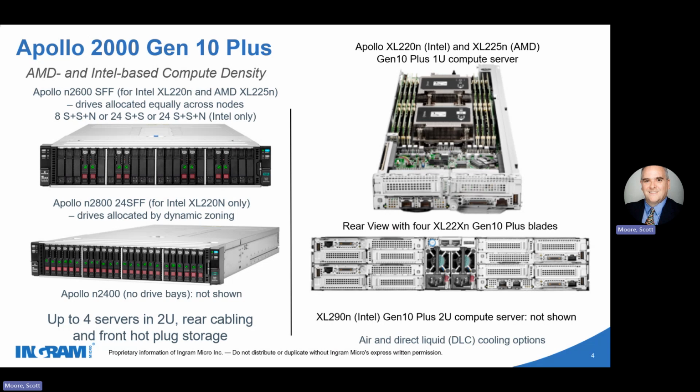You also had the Apollo N2800, which was 24 small form factor bays. This was only for use with the Intel XL220N. And like the R2800 on the Gen 10, this allows for dynamic zoning. So I can split up those 24 small form factor bays unequally between my 4 server nodes if I want.